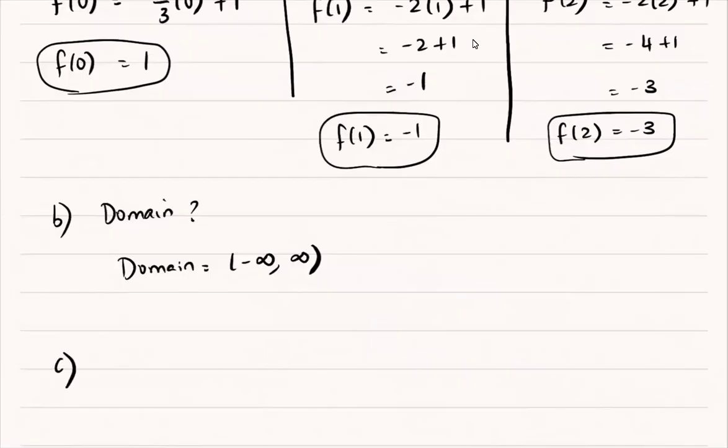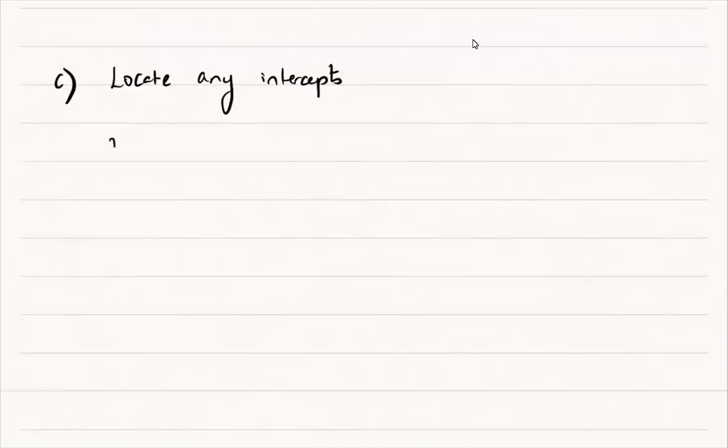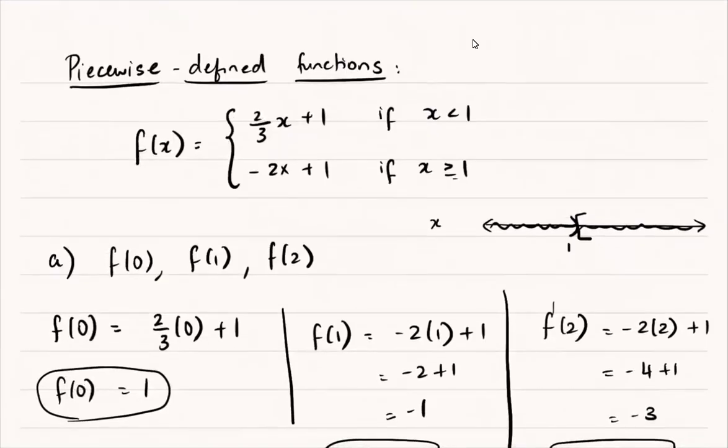In the third part of the question, I'm asked to locate any intercepts. So any intercepts meaning x-intercept and y-intercept. Now let's recall. For any function, how many y-intercepts can it have? Only one. And where will that y-intercept happen? When x is 0, right? So go to these two functions given. Which function has an x value of 0 included?